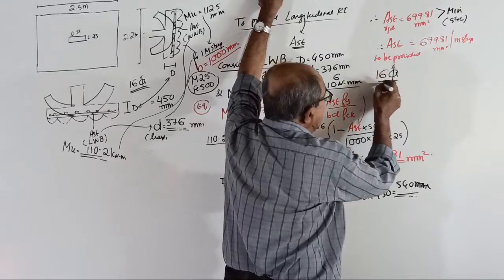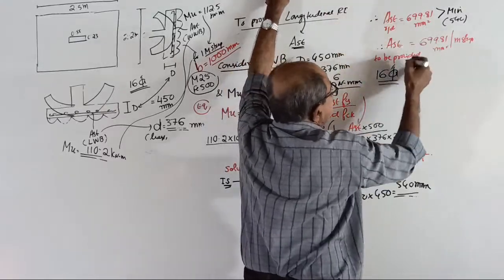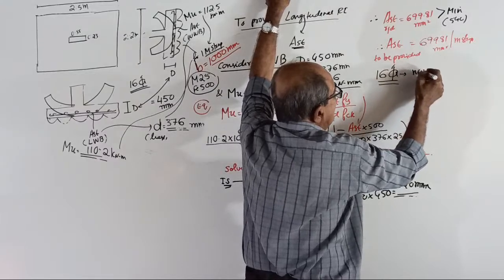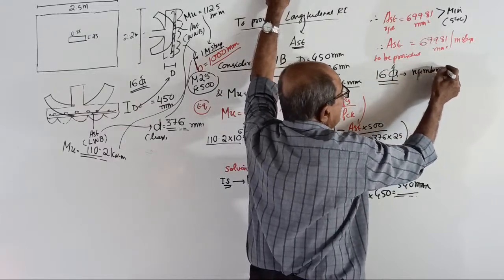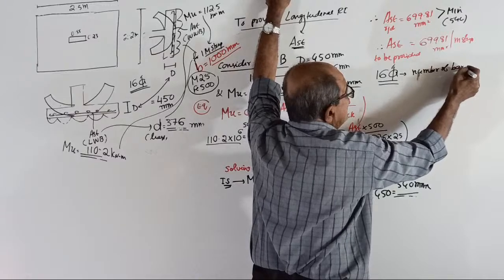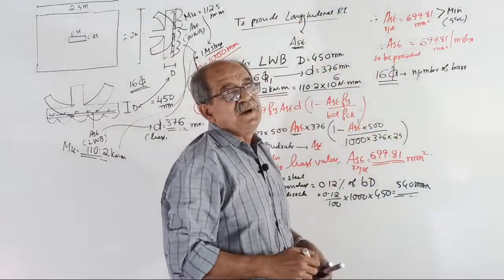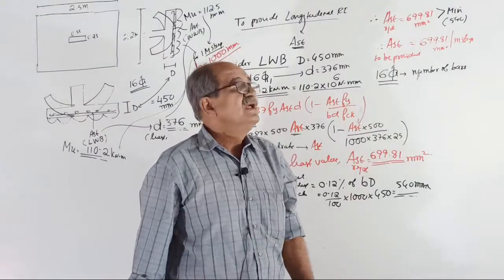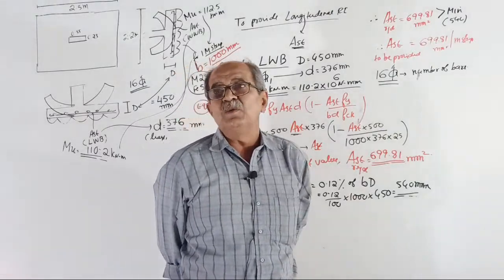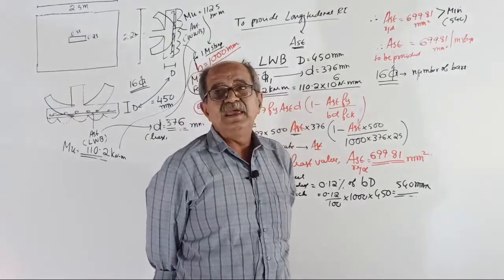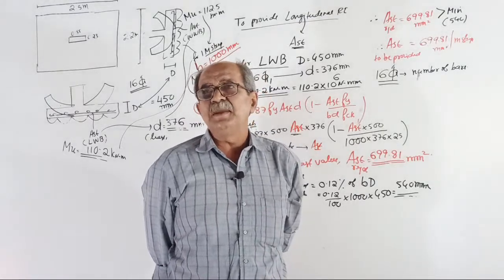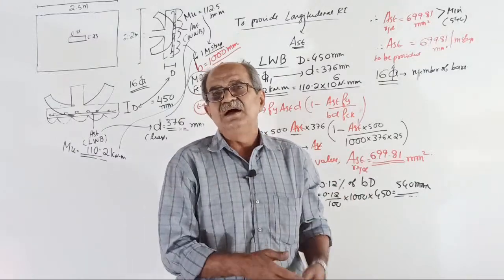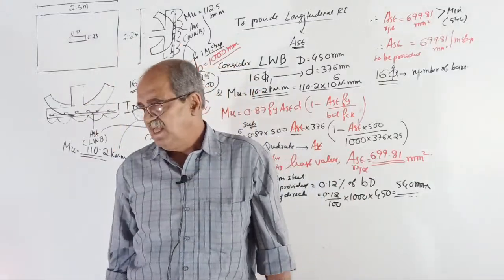Now, we have taken 16 Tor. So with 16 Tor, to provide this AST, find the number of bars. One important aspect. Actually, not number of bars. I wrote it deliberately. Whenever you take a strip of 1 meter, you are not finding number of bars. Tell me what you are finding.